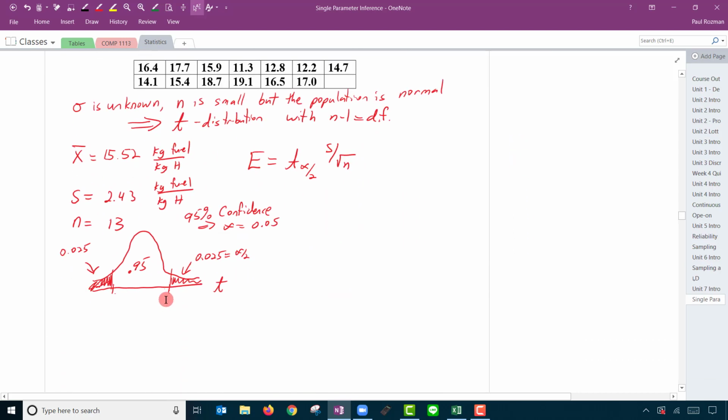So we can write this on our axis here. It was 2.179 or negative 2.179.